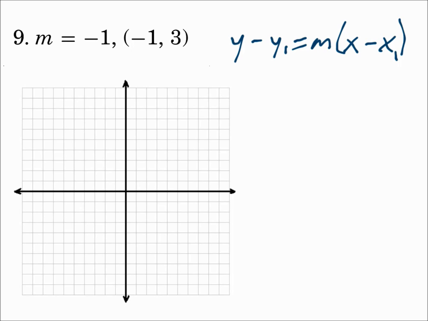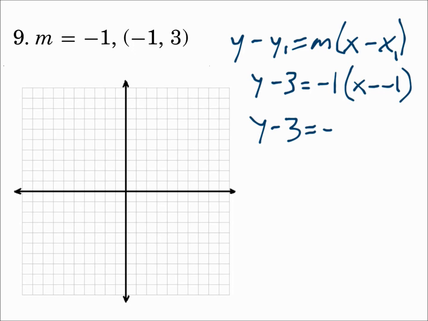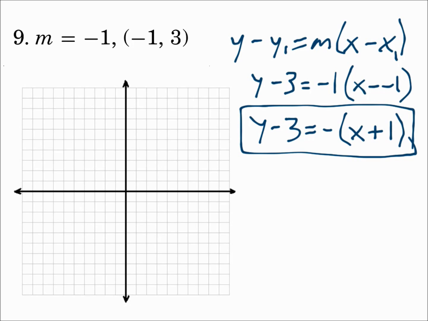Number 9, the slope is negative 1, and it goes through the point negative 1, 3. x1 is negative 1, y1 is 3. Let's substitute in. y minus y1, which is 3, equals m, which is negative 1, parentheses, x minus x1, which is negative 1. Now simplify that. Instead of saying negative 1 times the quantity, let's just say negative the quantity. The same reason you don't say negative 1x, you just say negative x. So we have negative the quantity, and instead of x minus negative 1, we'll say x plus 1. There's point-slope form.